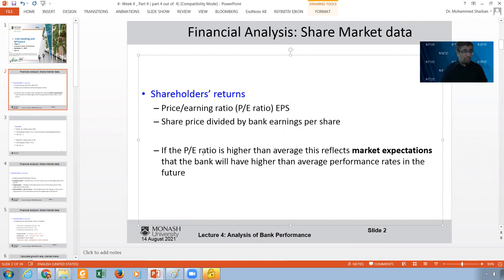Now, the most interesting thing here: if the PE, which is the price to earning of a bank or a company, compared to the others, is higher, that means there is a potential for growth, and the investors are seeing something in the bank or in that company, which makes them pay more for the share price, and this is why this ratio is increasing. Let me give you this example.